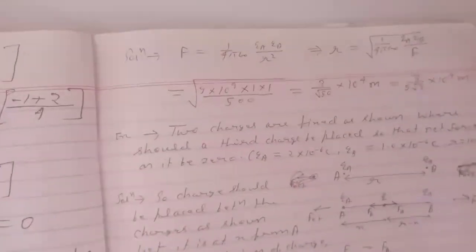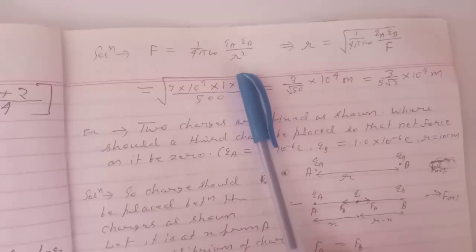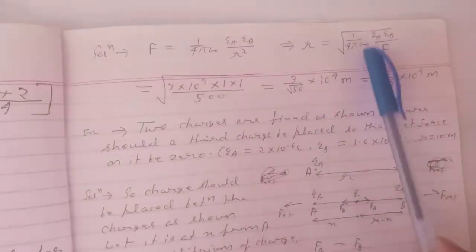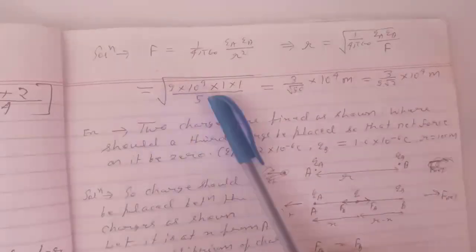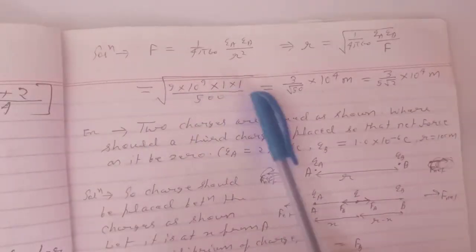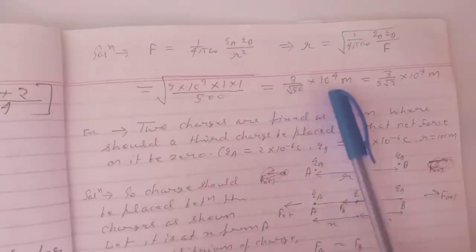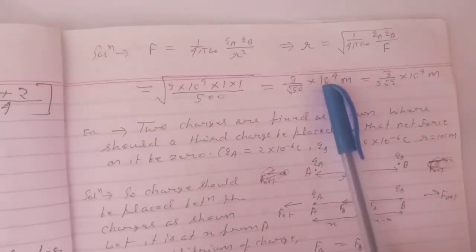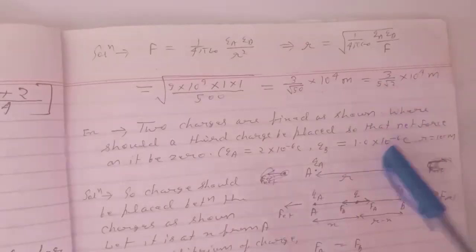So we have the formula F equals 1 by 4 pi epsilon naught, QA into QB by R square, or R equals under root 1 by 4 pi epsilon naught, QA into QB by F. Under root 9 into 10 to the power 9, 1 into 1 by 500, or 3 by under root 50 into 10 to the power 4 meter, or 3 by 5 root 2 into 10 to the power 4 meter. Answer.